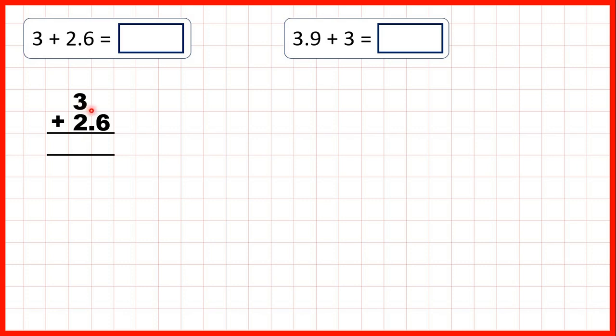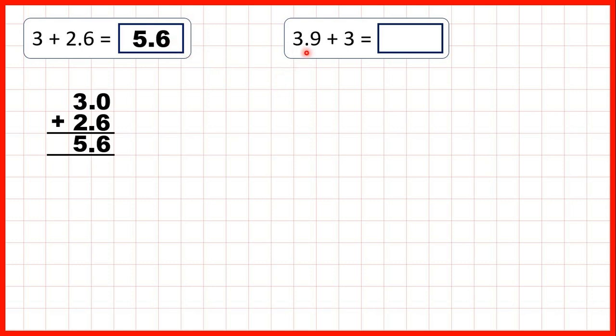Then we can write 0.0 on the end of 3. You can always put 0.0 on the end of a whole number, because all the 0.0 tells us is that we don't have any tenths. So now we have our decimal points and our ones and tenths columns lined up, so we can copy the decimal point down into our answer and then use column addition. So 0 plus 6 is 6, 3 plus 2 is 5, so our answer is 5.6.